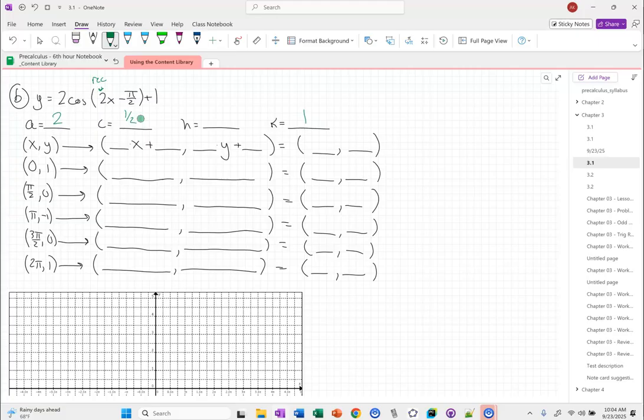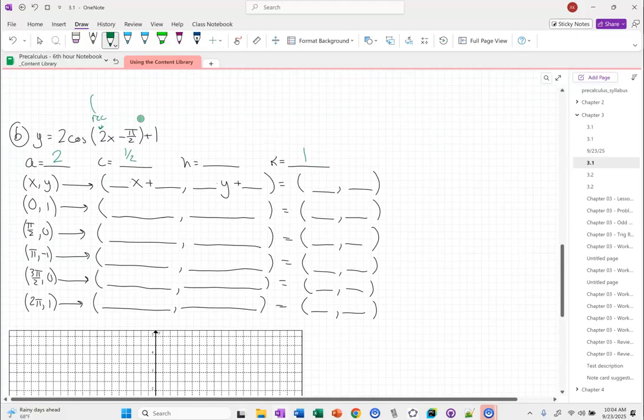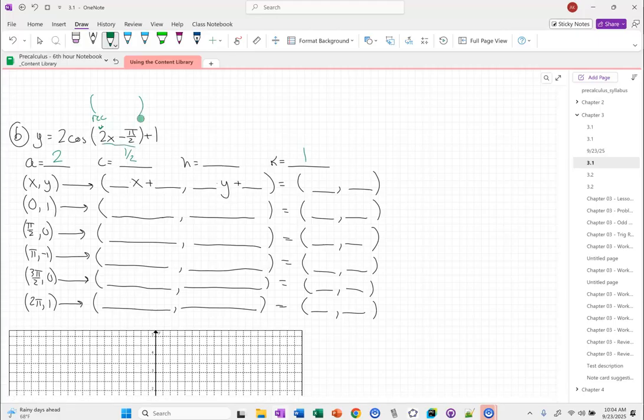Adriana, how do we find the H? I've asked you 3 days in a row. Okay, so what do we need to do? We need to factor the stuff inside, right? What number needs to get factored off, Adriana? The 2, the coefficient on the x.